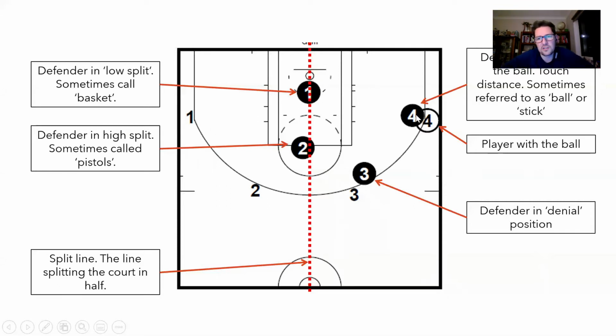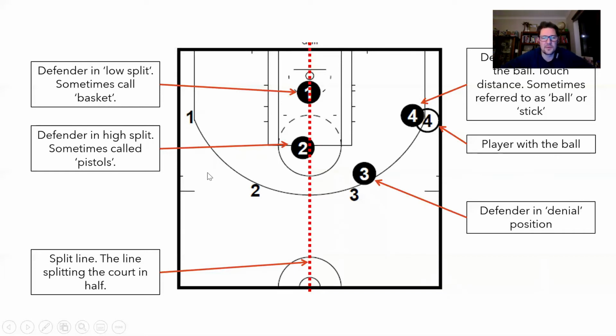So when the ball's all the way over here, he can come into what's called the low split, or I've referred to it in the past with kids as basket, because purely you're going to be under the basket. And player number 2 here, they're in high split. So their player is a bit closer to the ball, so they're going to be a bit closer to their player. And I sometimes call this one pistols.